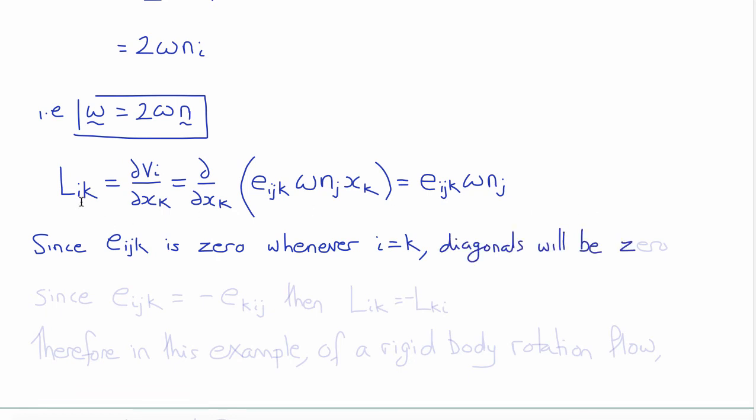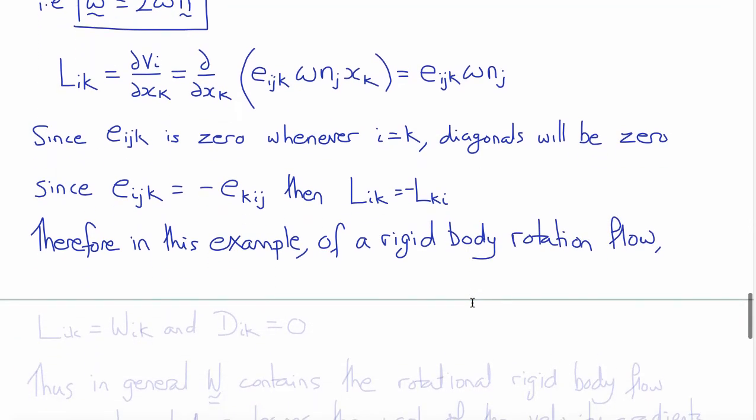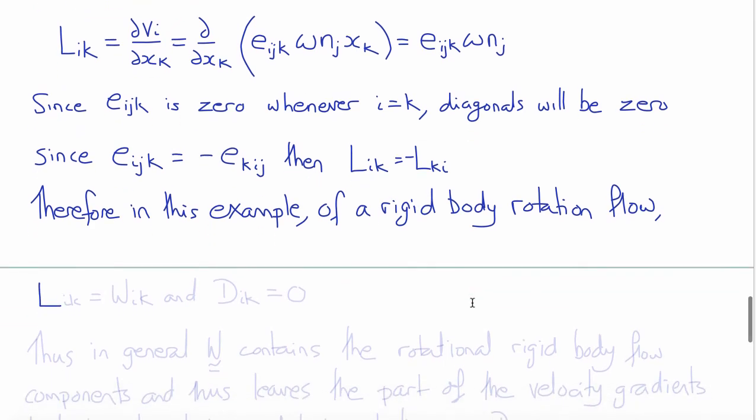So what about when i is not equal to k? Well, in that case, we note that e_ijk would be the negative of e_kji, because that changes the permutation, which would mean that L_ik must equal negative L_ki. In other words, what we've seen here is that the velocity gradient tensor is in fact a skew symmetric tensor, which means that in this example of a rigid body rotation, the velocity gradient tensor is the spin tensor W, and the rate of deformation tensor is equal to zero.